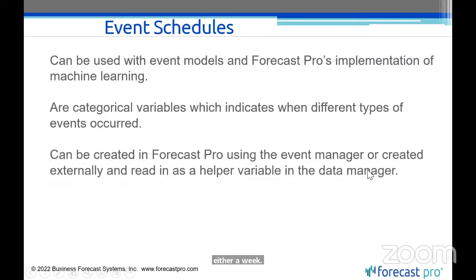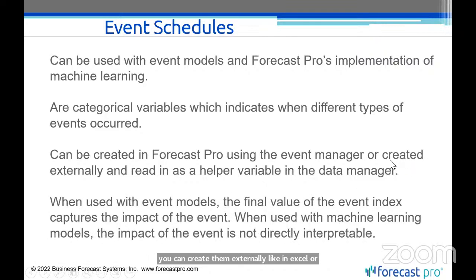If you're using Forecast Pro, you can create them interactively using what we call the event manager, or you can create them externally, like in Excel or a corporate database, and bring them in as helper variables. When using an event model, as we've seen, the final value of the event index captures the impact. When used with machine learning, there is some interpretation, but it's not really direct. It just tells you sort of the relative strengths of the different features that are currently being used.